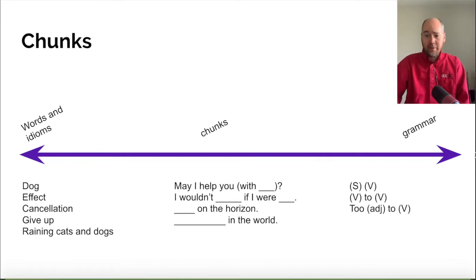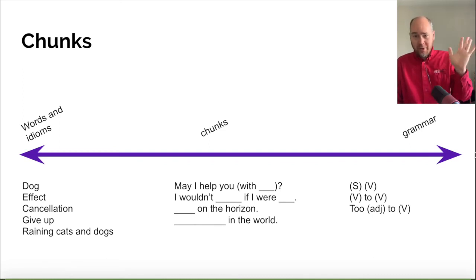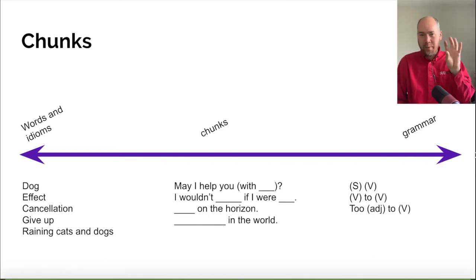So, for example, dog is a word, give up is an idiom. Both of those you just have to learn case by case. Give up is not related to give and not related to up. I mean, at least the meaning is not, right? And then grammar is so flexible that when we talk about grammar, we often just use words like, oh, we need a subject, we need a verb, etc. Chunks are more set than that.